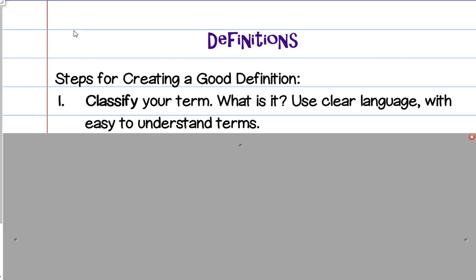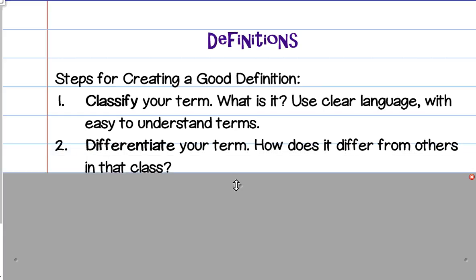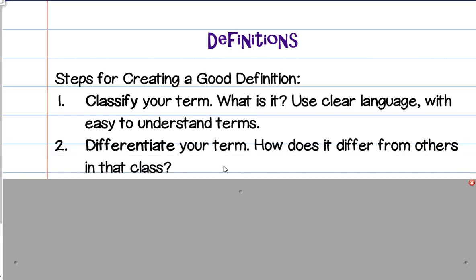Use very clear language with very easy to understand terms. For example, don't use a word that the typical person in your class would not understand. That defeats the purpose of a definition. All right, the second step is to differentiate your term. How does it differ from others in that class?